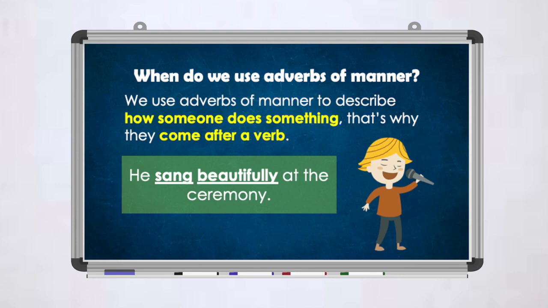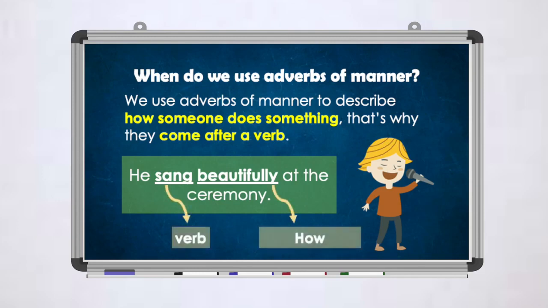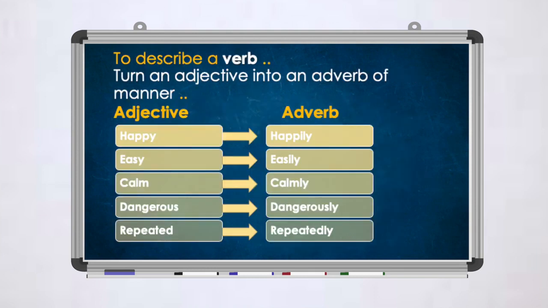So when I want to describe the way he's singing, I said beautifully. I added ly to the word beautiful to make it an adverb because I want to describe a verb. Let's take a look at turning adjectives into adverbs.